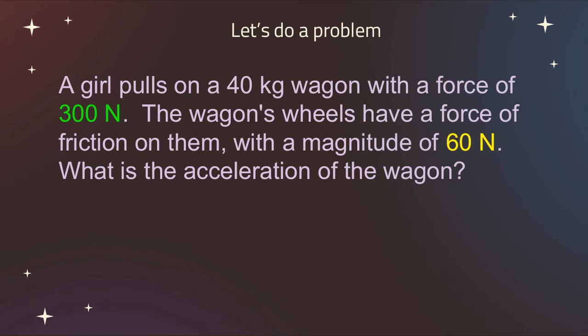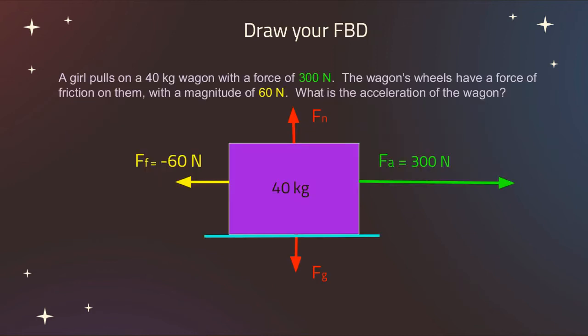All right, let's look at how your FBD compares to the FBD here. So the wagon has 40 kg. We're going to put the mass inside. There's a surface. FG is always present. When you have FG, you also have FN. There's force applied to the right. Now, the problem never stated that it went to the right, but like I've said before, if it doesn't say which way it's moving, consider it to the right so that friction's to the left and it counts against you.